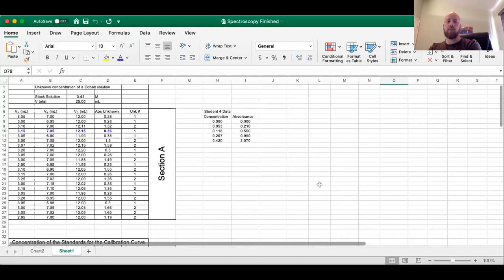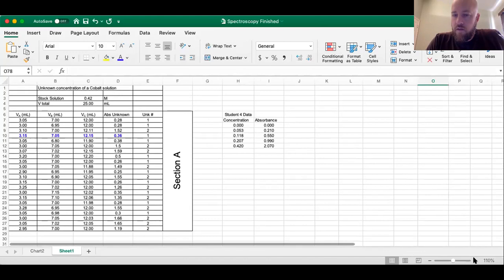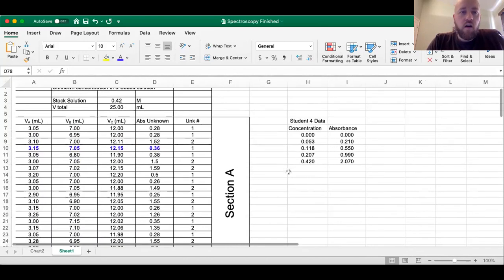So let's look at the Excel sheet. We can look at what this looks like, and then we'll talk about the conclusion part. Let's zoom in here. All right.